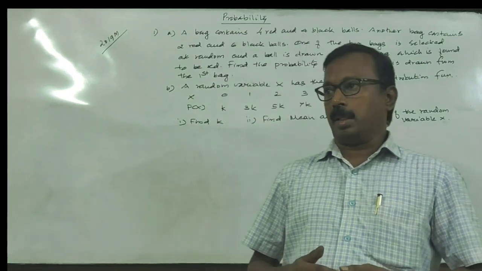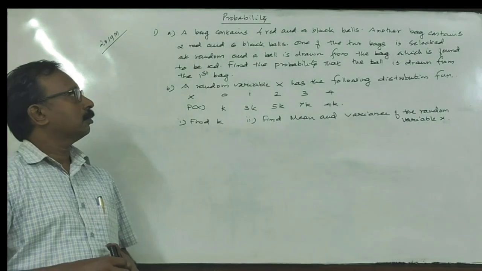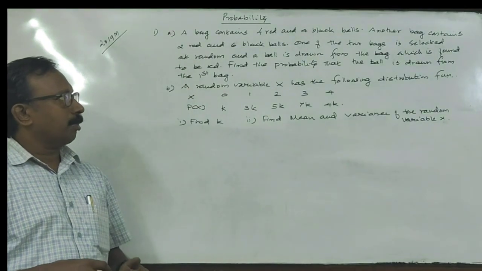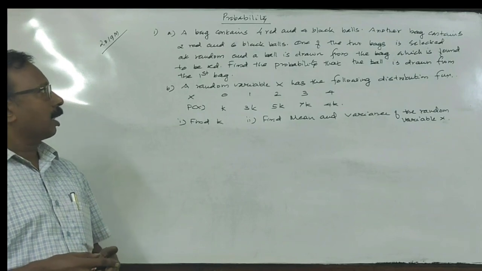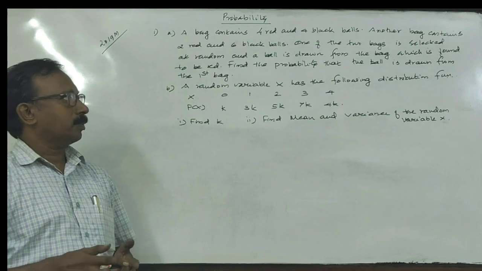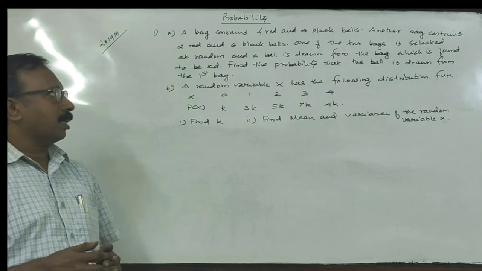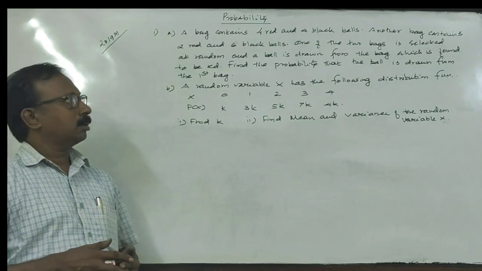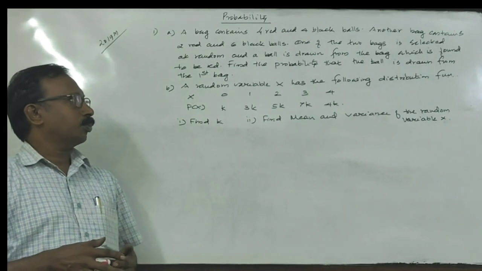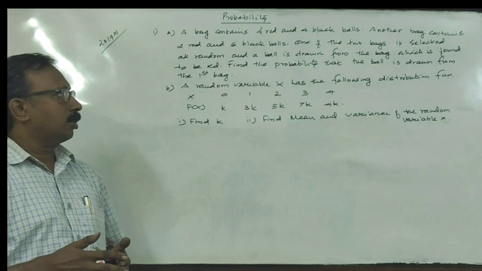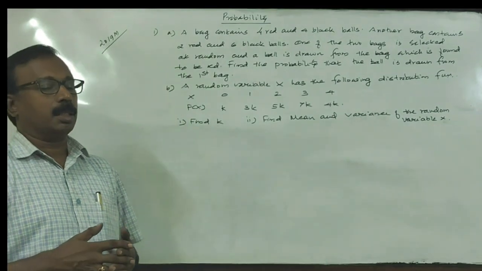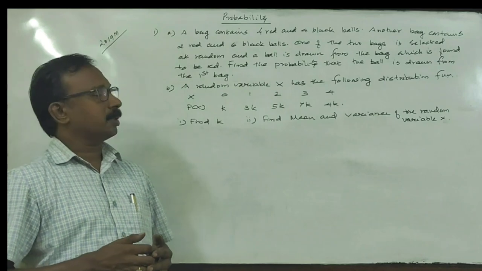In 2019, the first question is: a bag contains 4 red and 4 black balls. Another bag contains 2 red and 6 black balls. One of the two bags is selected at random and a ball is drawn from the bag, which is found to be red. Find the probability that the ball is drawn from the first bag. This question is based on Bayes' theorem, isn't it?